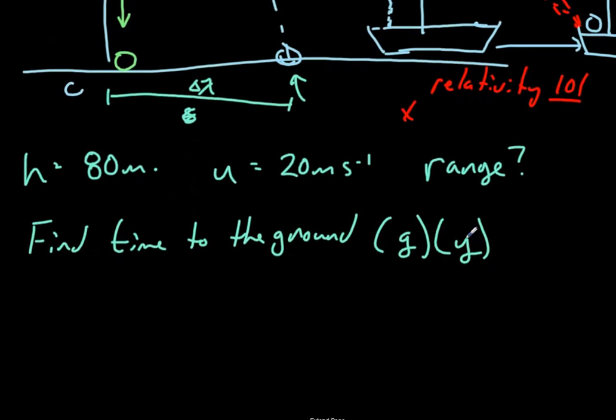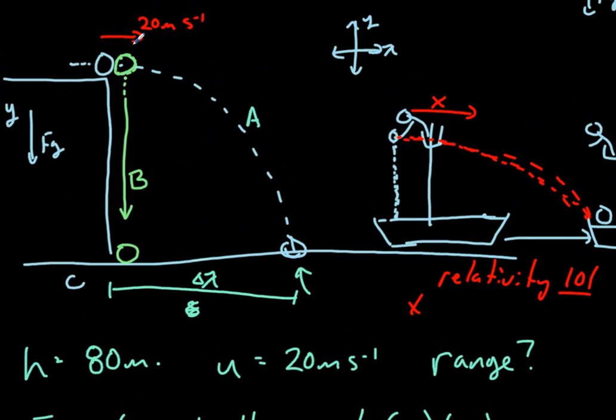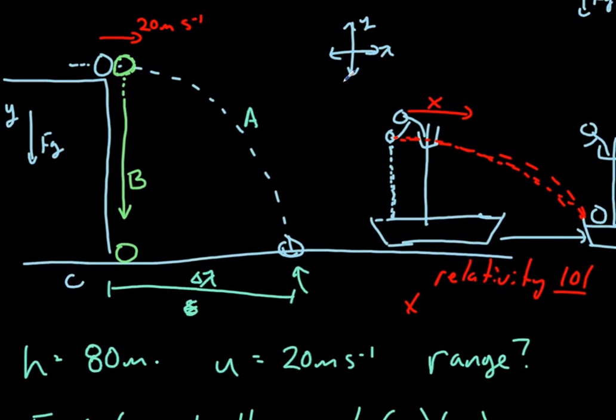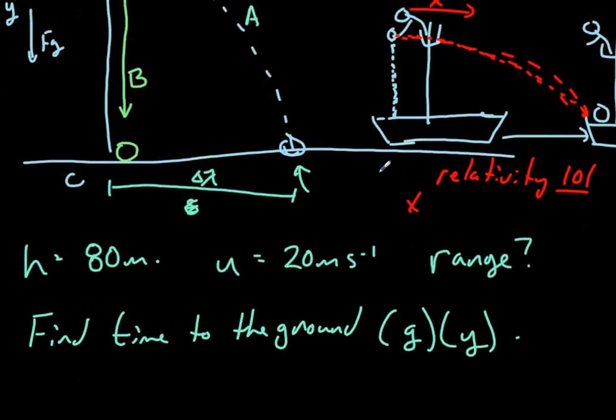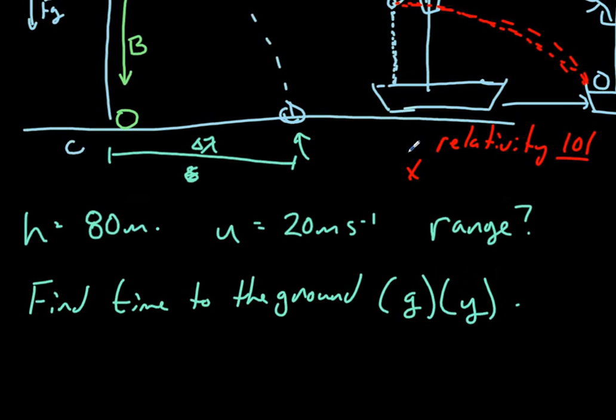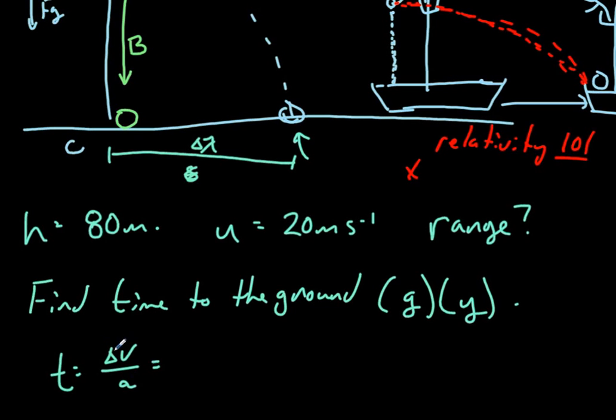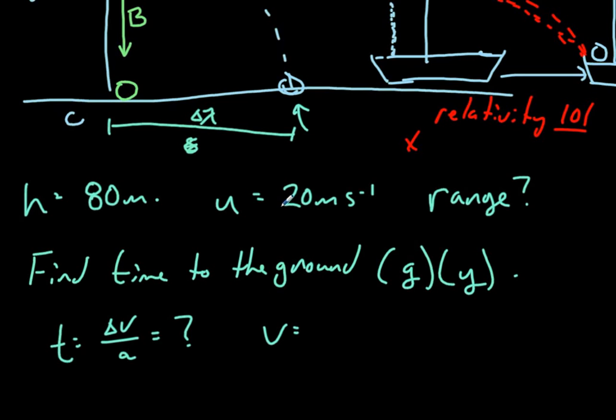So find time to ground. Realize that during the time to the ground, it's also traveling along at 20 meters per second, neglecting any air resistance, and that will tell you how far it goes. So let's find time to ground. How do we do that? Well, time should be equal to the change in velocity divided by the acceleration. So the change in velocity, well, that's a little bit tough, right? Because we first have to find the velocity, don't we? What is the velocity if an object falls from that height? How are we going to go about doing that?